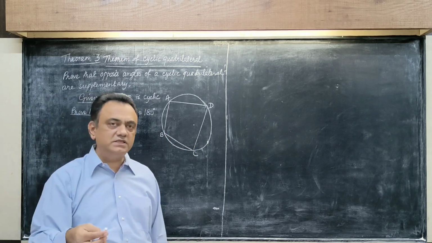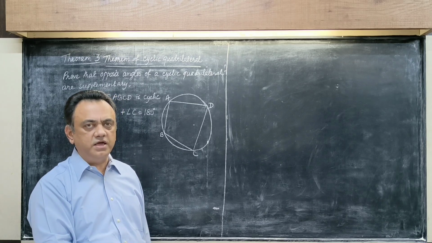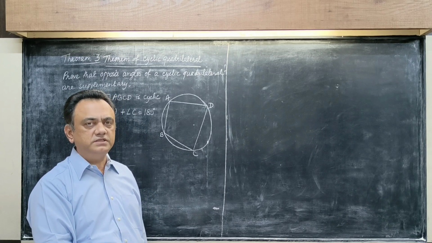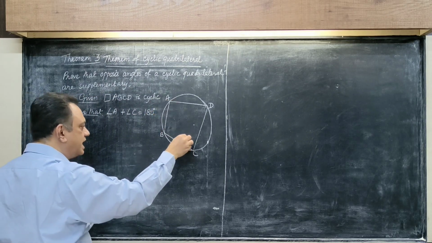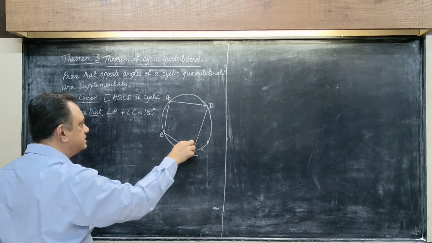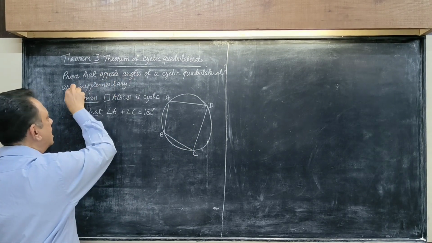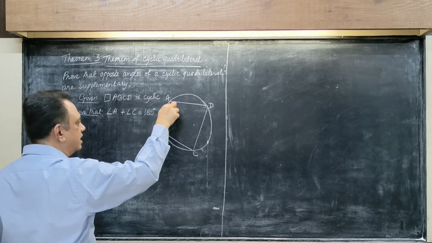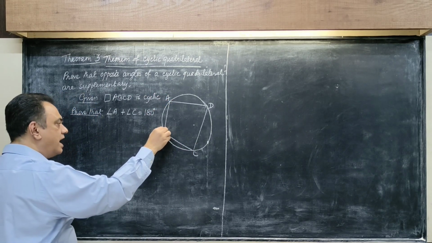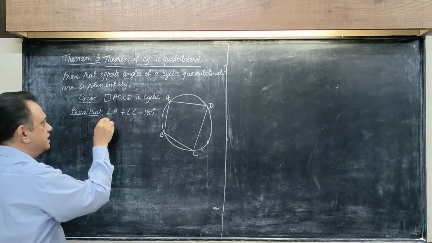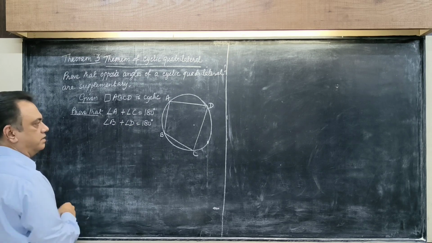What do you mean by supplementary? If the sum of two angles is 180 degrees, they are called supplementary angles. So angle A plus angle C. Why did I take A and C? Because the theorem says so. Opposite angles are supplementary. So angle A plus angle C is 180 degrees. As well, angle B plus angle D is also 180 degrees.